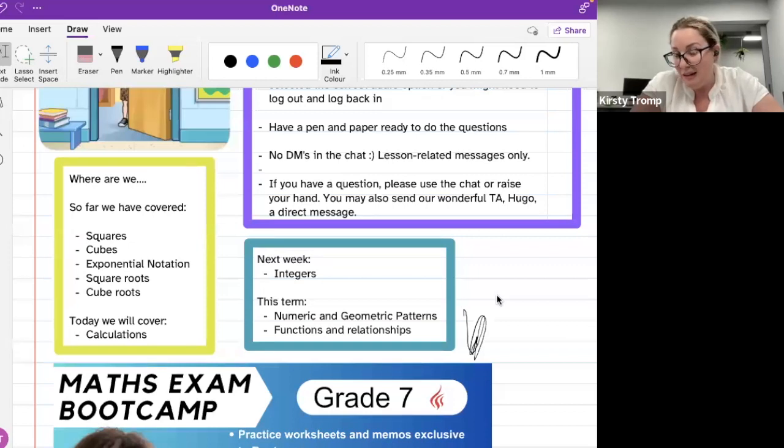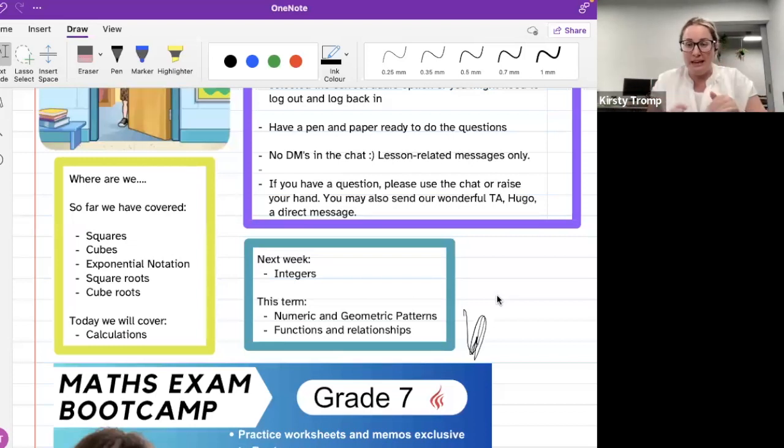What are we doing today? Today, we're going to do what some of you asked for on Monday, and that is calculations. We're going to be putting everything that we learned together now, and we're going to be doing some calculations with squares and cubes.